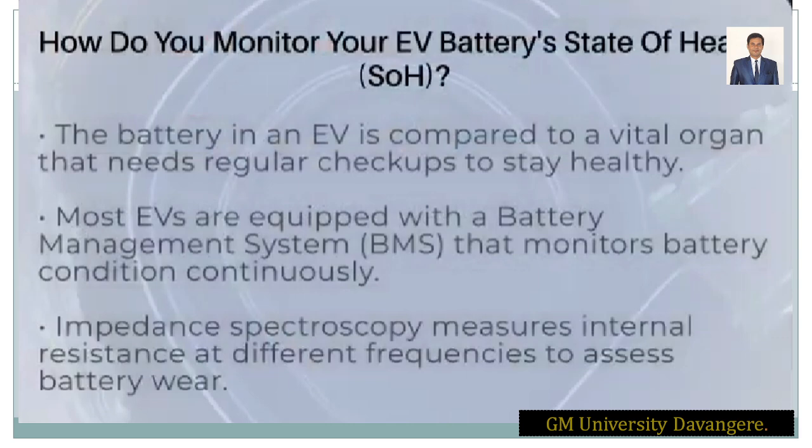Right? If you don't monitor, what will happen? Capacity failure will occur, and the power fade will occur, and also the safety. You have to think about the safety also sometimes. So that is also very, very important. All right, so when you talk about the capacity failure, right?